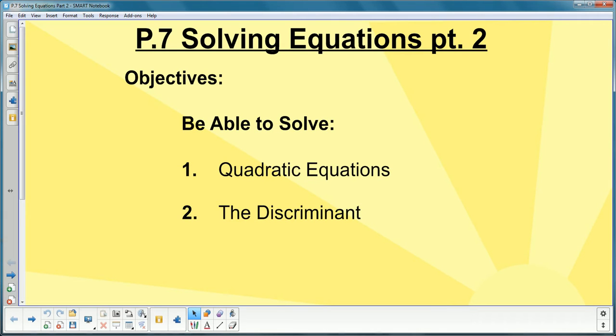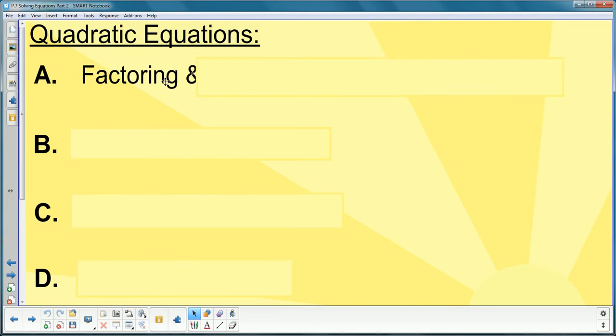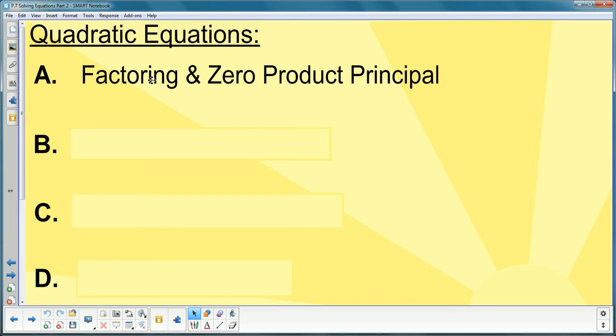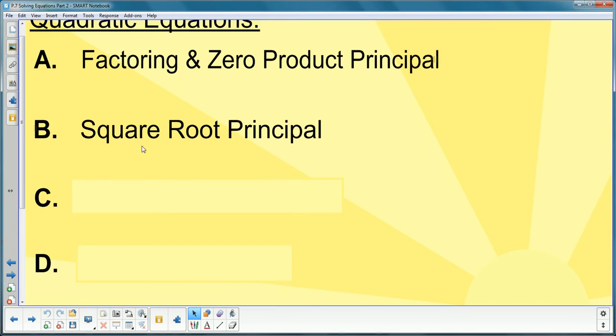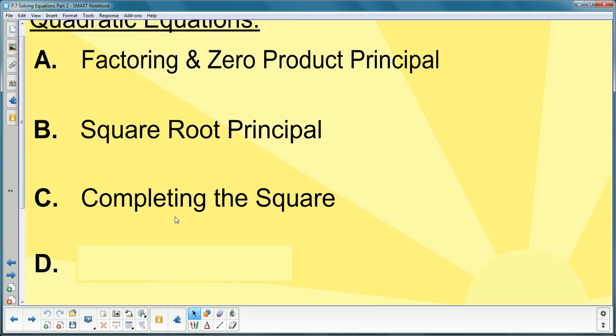Alright, so the second part of P7 is going to be solving equations. Really, we're going to focus on quadratic equations, because there are several different ways we're going to solve them. The four ways are: factoring and the zero product principle, which we've done a ton of factoring already; the square root principle; completing the square, which will tend to be the most difficult for us; and finally the quadratic formula, which is the easiest.